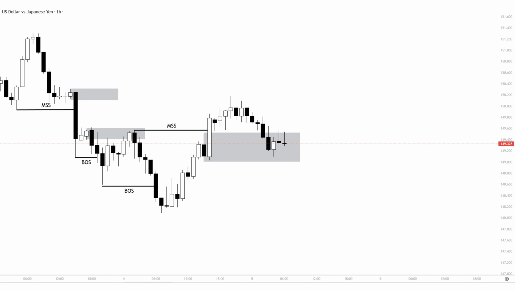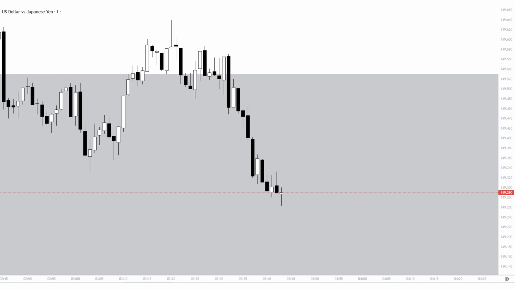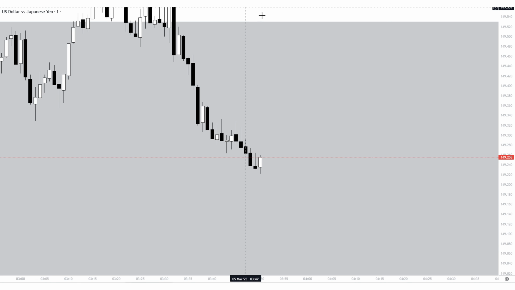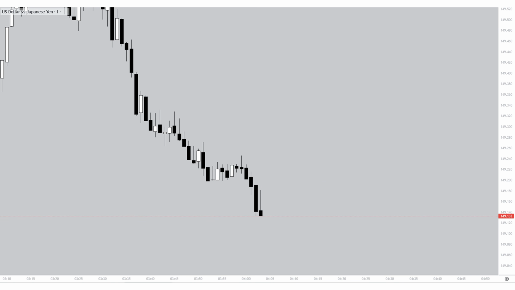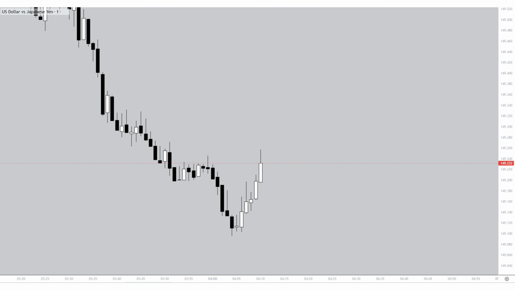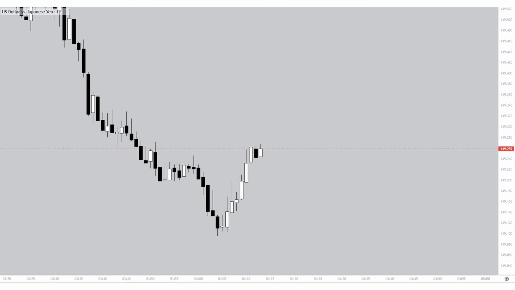Now we would want to zoom into a lower time frame. Because we already are inside of the demand, I will actually zoom into the lowest time frame we can so we can watch every move in detail. So this is the 1 minute time frame, with the price being inside of the high time frame demand. So far, a pretty bearish momentum.